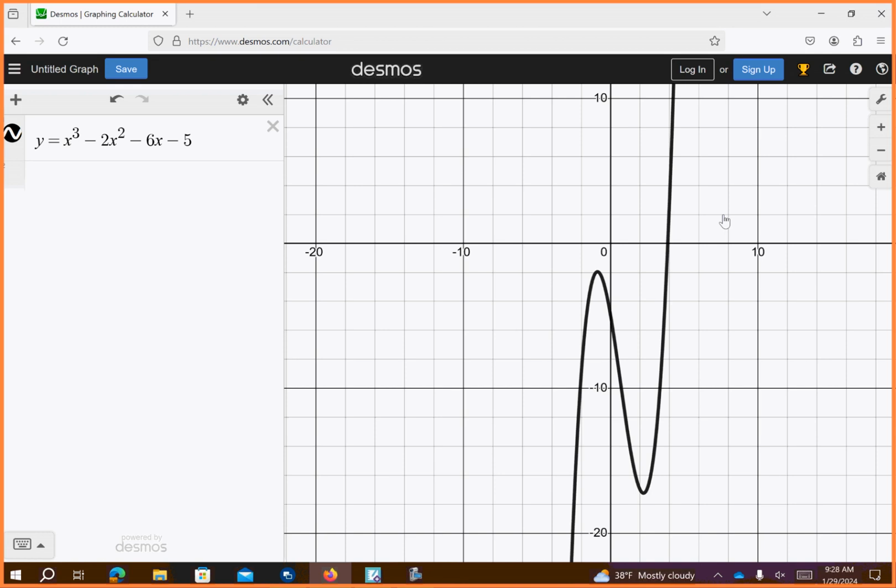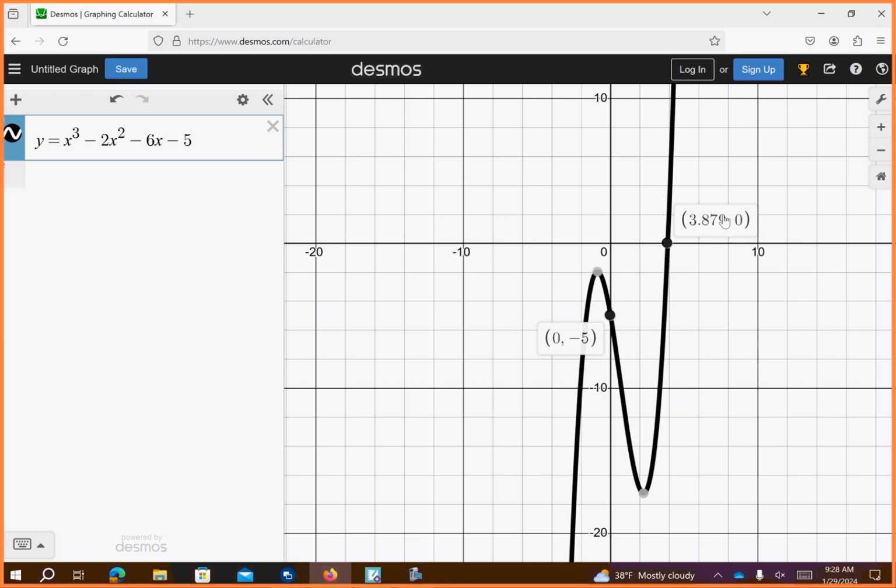So they want us to find all the key points. The intercepts, well, I have an intercept here. Agree? And I also have an intercept there. Okay, one of them happens to be the x-intercept. One of them happens to be the y-intercept. Does that make sense?